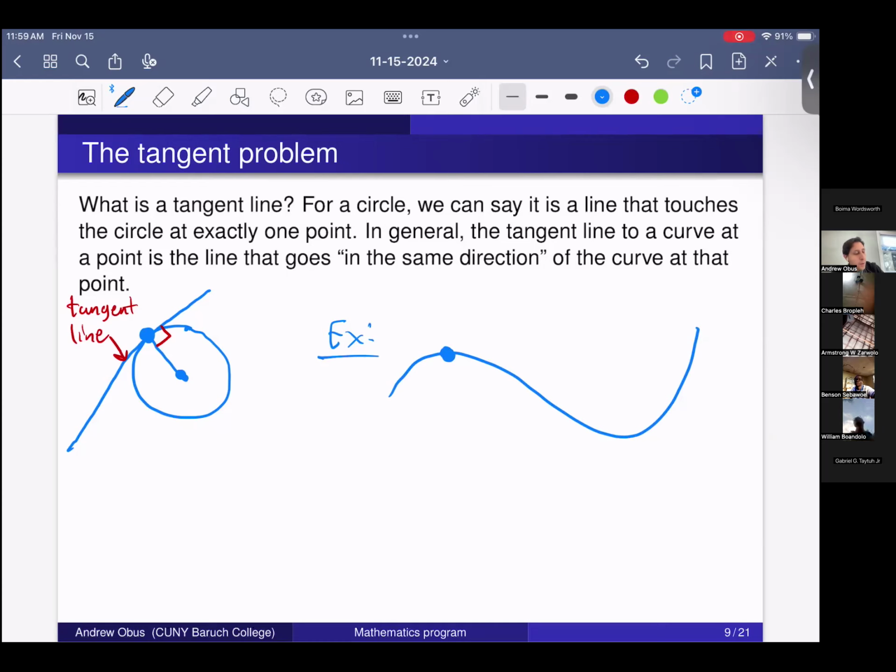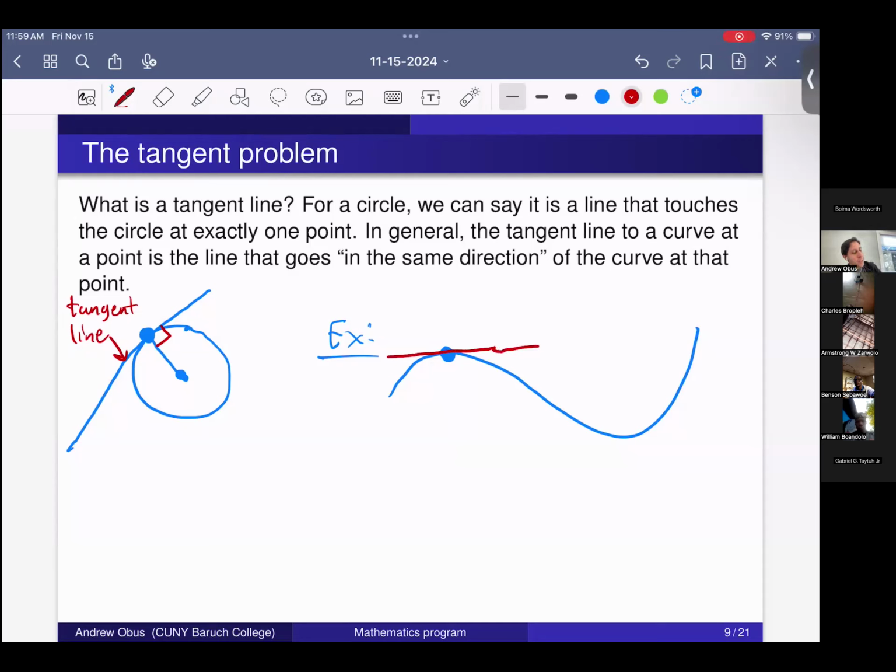Well, there's lots of lines that only touch this curve at one point. I mean, I could draw this line. It only touches the curve at one point. But that's not the tangent line, right? The tangent line's not supposed to slice the curve perpendicularly. It's supposed to go along the same direction of the curve. So this red line is no good. We're not going to use that. So instead, what happens if we draw the tangent line the way we're supposed to? It is going in the same direction as the curve like that.